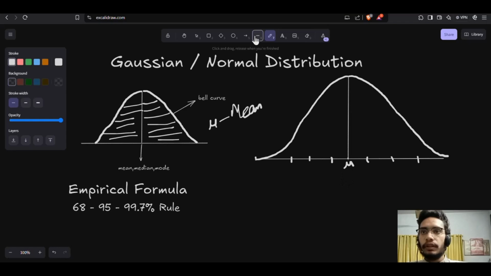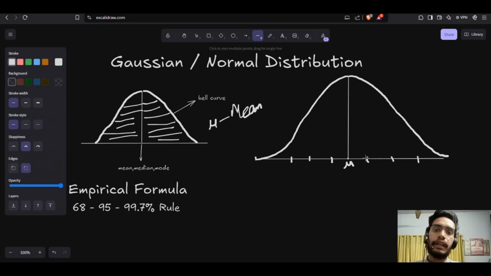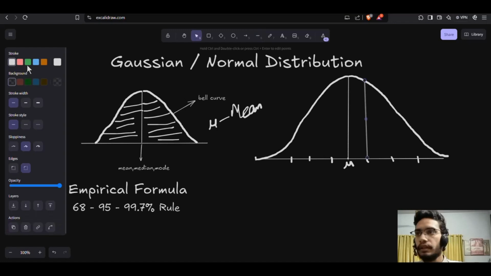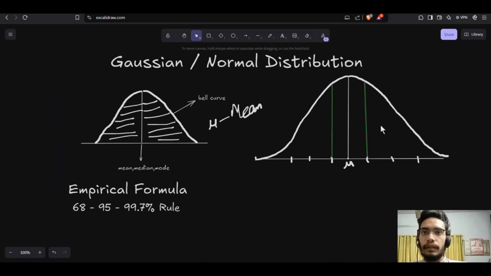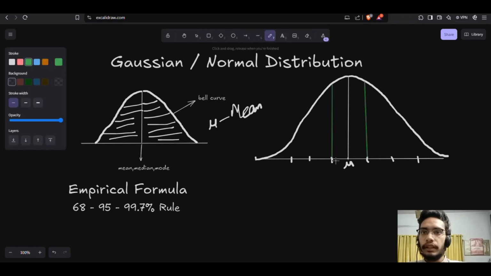If I plot this, this is my first standard deviation. Basically these points are standard deviations: the first standard deviation, second and third. Let me draw this first standard deviation with a green line, and do this here also. Now, what does that mean? This is my first standard deviation.